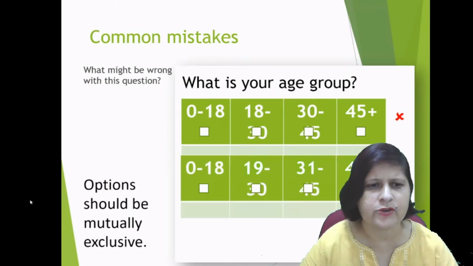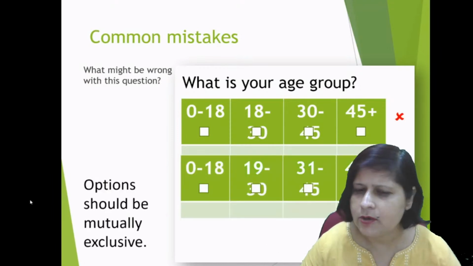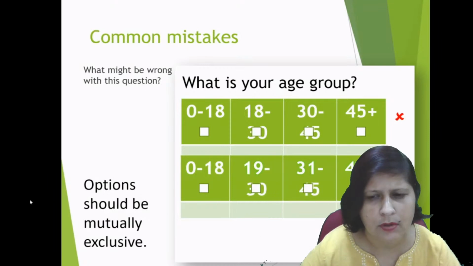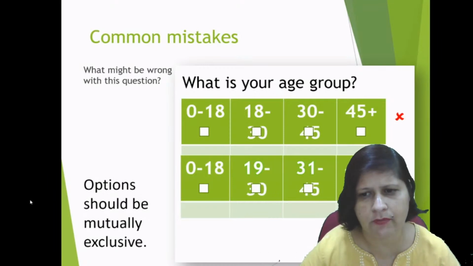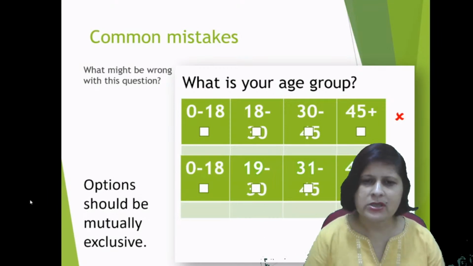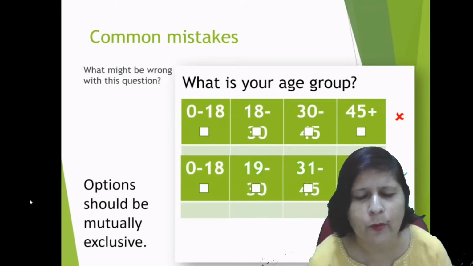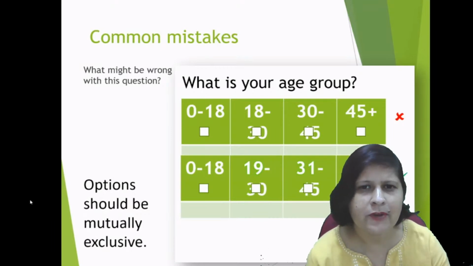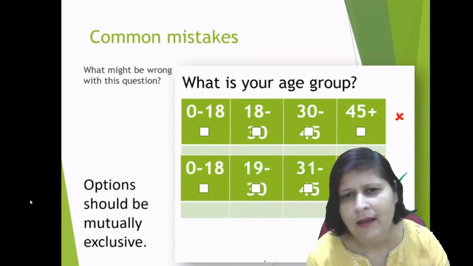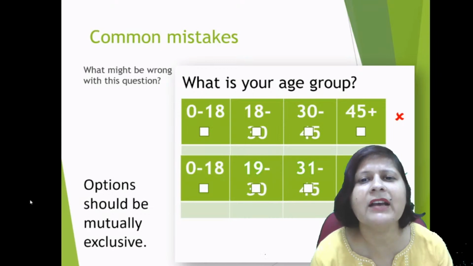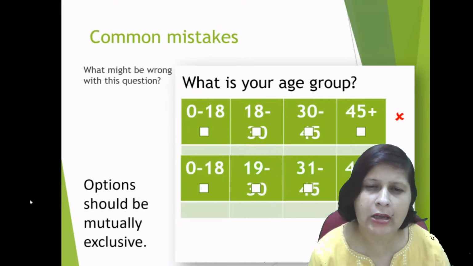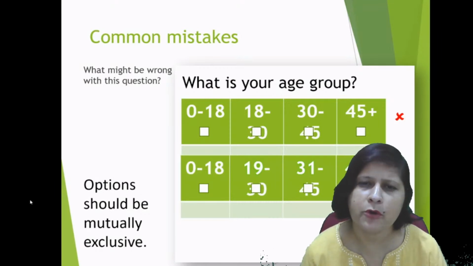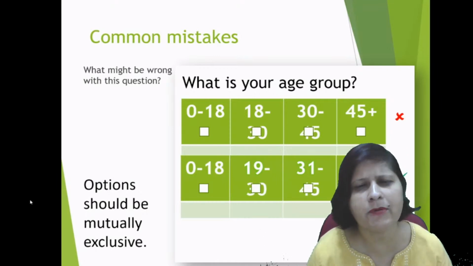These are the common mistakes. 0 to 18, so it should be 19 to 30, 31 to 45 or 46 plus. This is the right way to ask. It should be mutually exclusive so that there is no confusion. Suppose someone is 18 years and 1 month, then he could select 19 to 30. Otherwise you will not get the correct type of response. 0 to 18 means 0 to 18. If you are less than 19, then you fall in the category of 0 to 18. If you are 19 or more than 19, then you fall in the second category. It should be very clear.